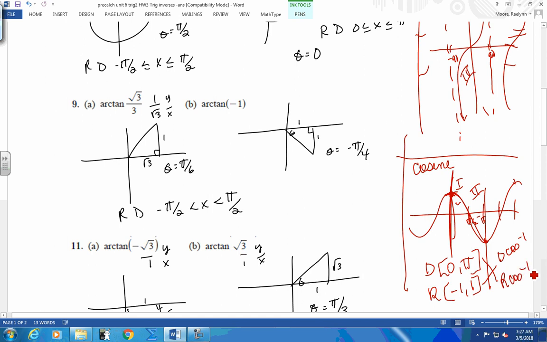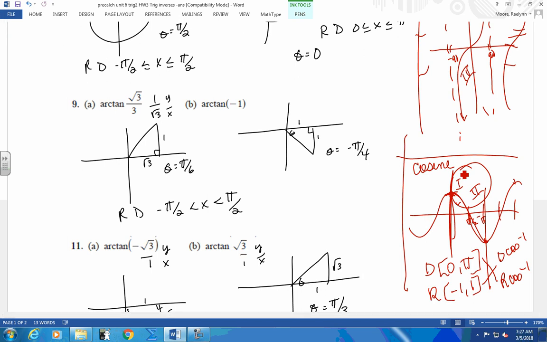And I need you to know the restricted domains and that we swap them, but I don't need you to graph it. I just need you to lay out the quadrants that it falls in. So this guy falls in 1 and 2. That's what I'm looking for on your papers.